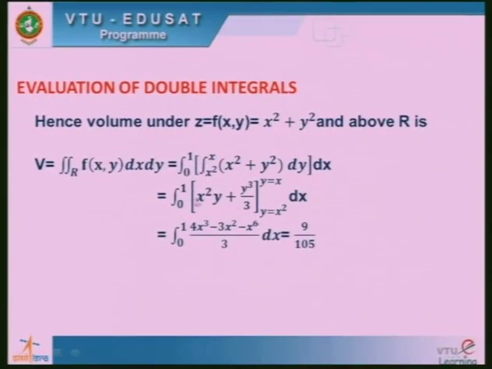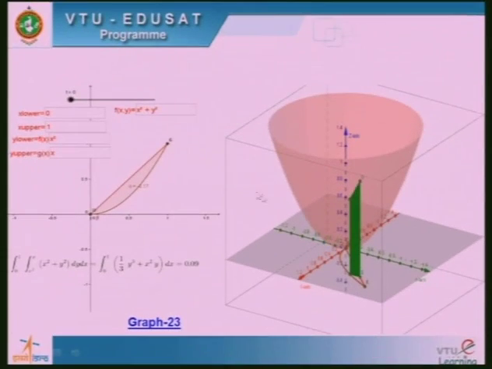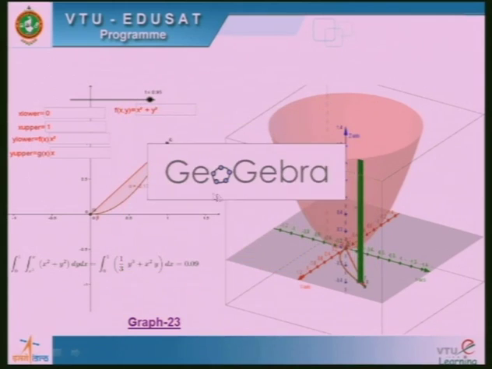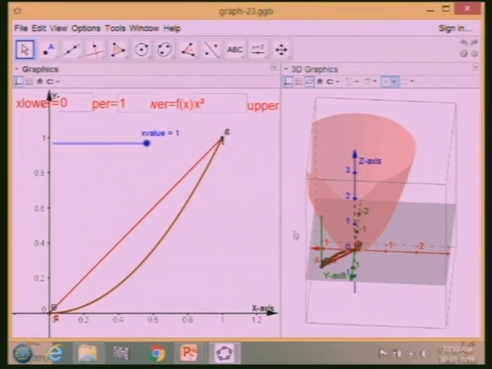After the integration, as usual you know how to integrate this. First integrate with respect to y using the y limits, and then integrate with respect to x using the x limits, and you get 9/105. So this is the graph you can see here. This is the cylindrical surface, z is equal to x square plus y square. You can demonstrate lively, plotting the region in the xy plane and the corresponding volume generated here.